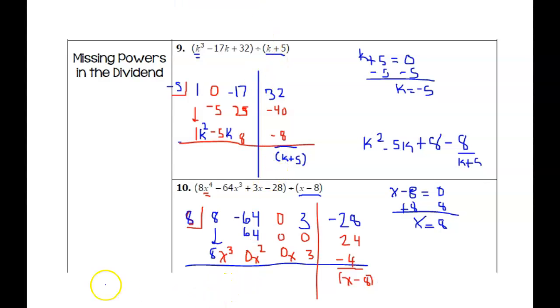So let's go ahead and write this out. We have 8x cubed, plus 0x squared. Well, 0 times anything is 0. I don't have to write that. Plus 0x. I don't have to write that either. Plus a 3. I do have to write my 3. Plus, or minus in this case, minus 4 over x minus 8.